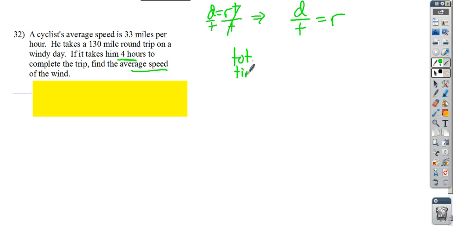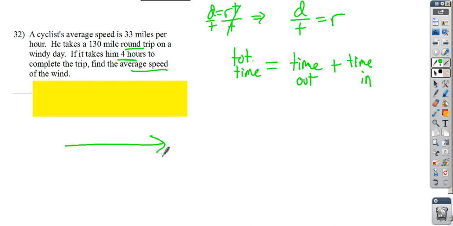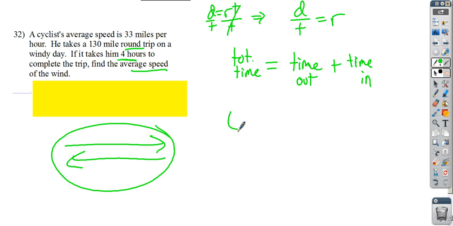The total time that it takes him equals the time that he spent riding. It's a round trip, it says. So the time that he spent going out plus the time that he spent coming in. Total time is the time that he spent riding out plus the time that he spent coming in. So we've got, here's a cyclist, he goes out, he turns around, he comes back. This total time they're telling us is 4 hours.